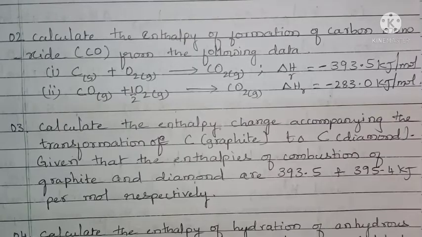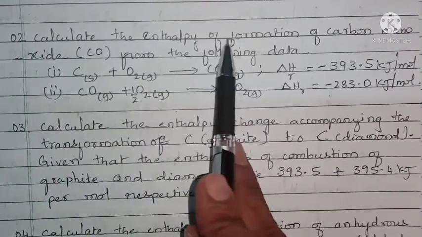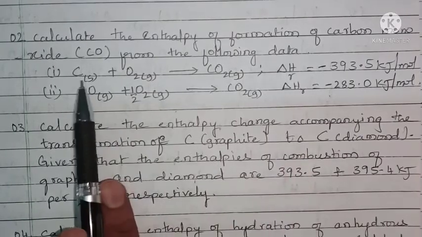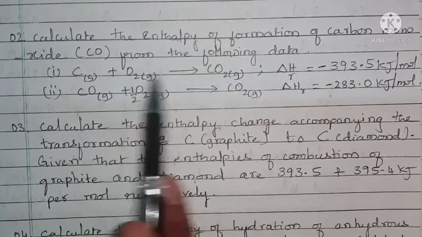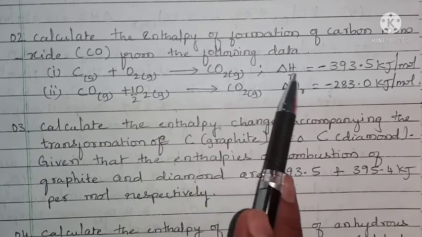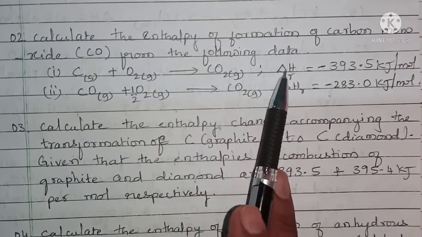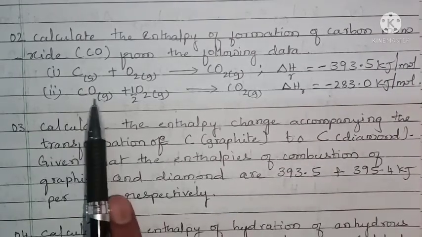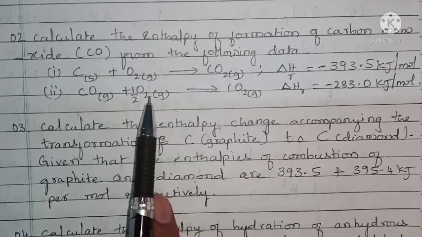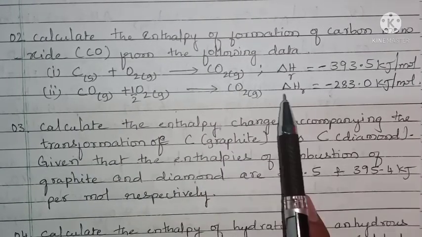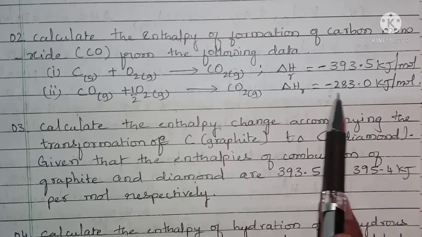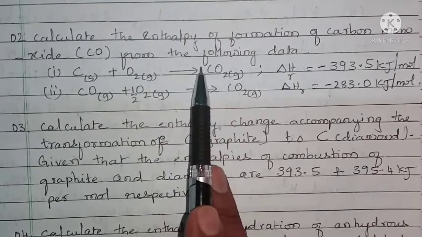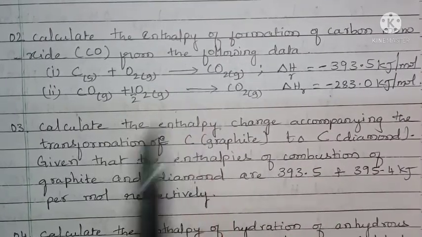Okay, next, second question. Calculate the enthalpy of formation of carbon monoxide from the following data. Carbon plus oxygen gives carbon dioxide, delta HR, that is enthalpy of reaction, minus 393.5 kilojoules per mole. Second one, carbon monoxide plus half oxygen gives carbon dioxide. Enthalpy of reaction is minus 283.0 kilojoules per mole. By using these two equations, I have to solve the problem.